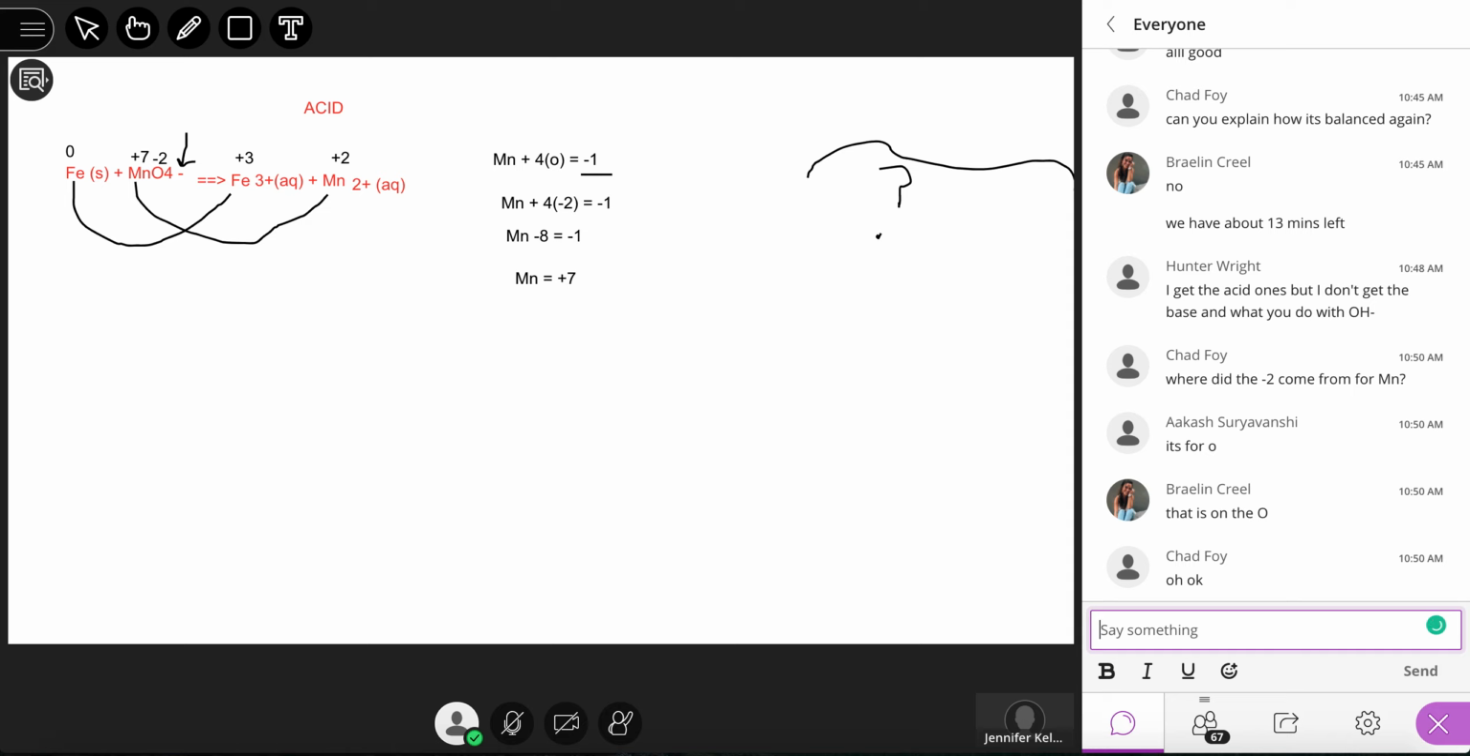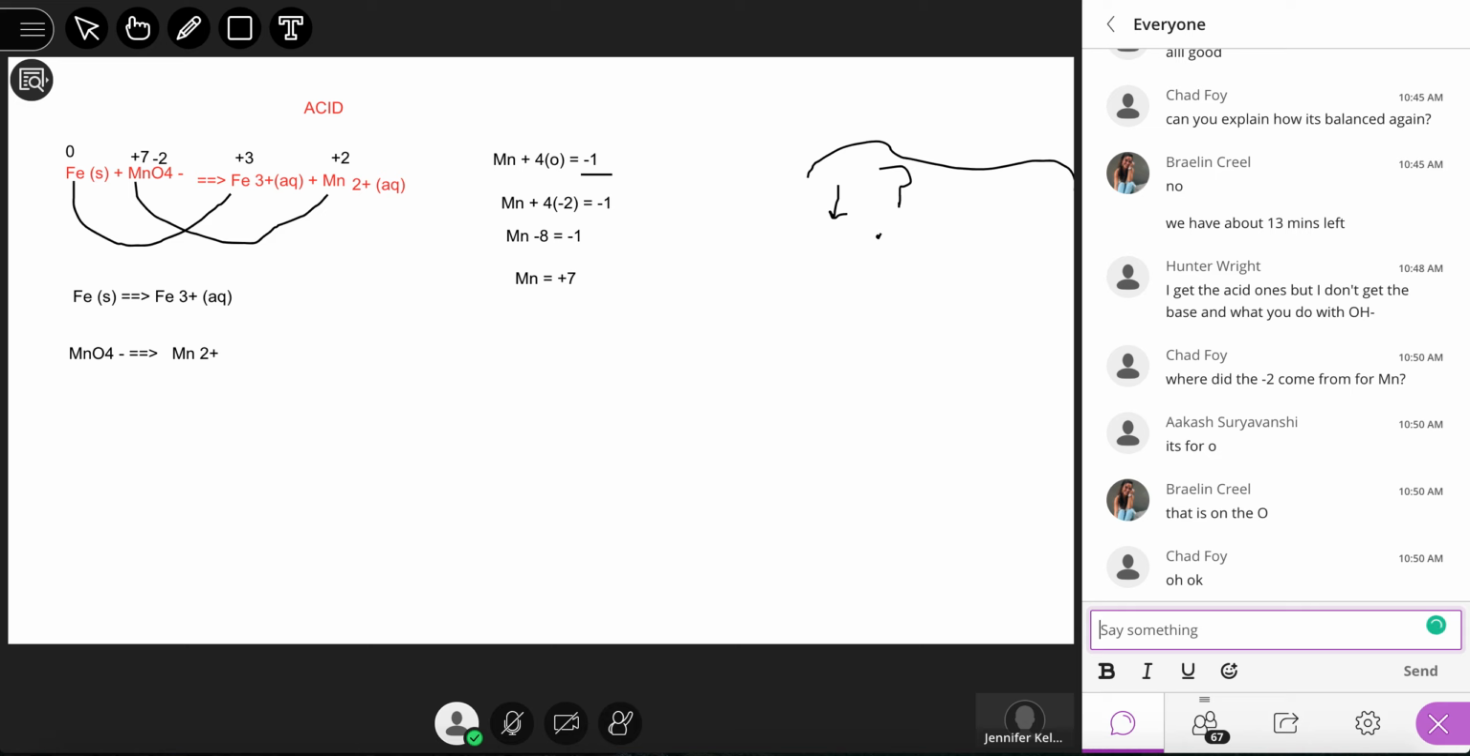All right. So we're going to separate them into half reactions just like normal. All right, and the other one. All right. Now we want to balance that nasty oxygen.